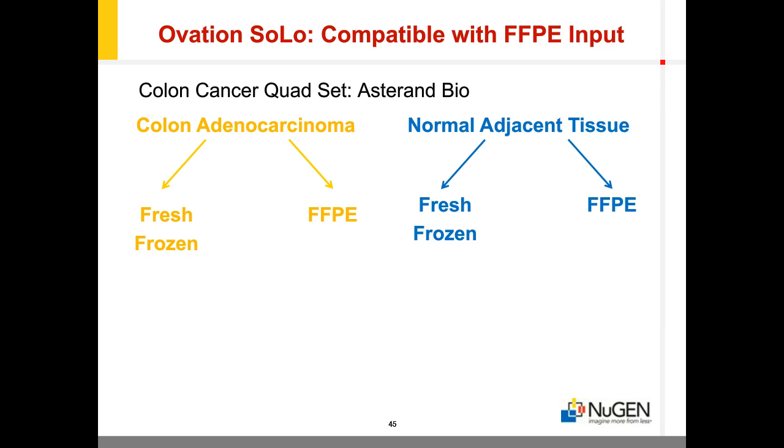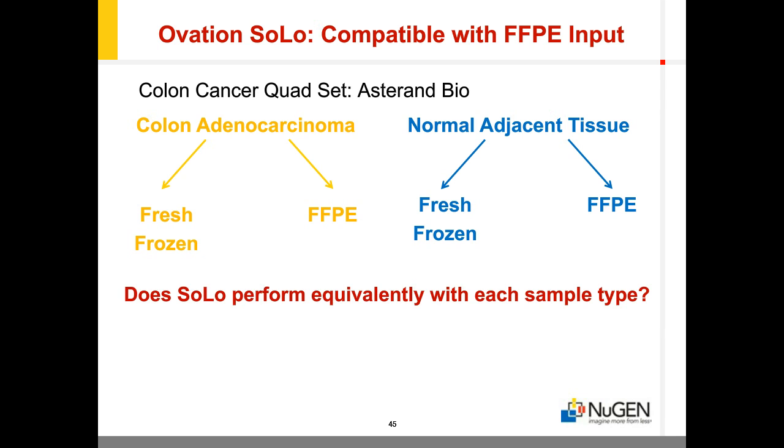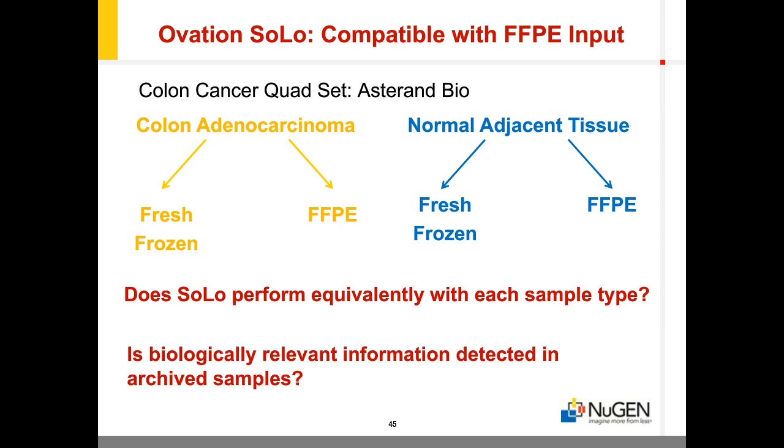We used a colon cancer quad set from Strand Bio, which includes RNA isolated from both colon adenocarcinoma and normal adjacent tissue. Further, each of these 2 samples is present as both fresh frozen and as FFPE preserved. Generating Solo RNA-Seq libraries from each of these 4 sample types allowed us to ask whether Solo performed equivalently with each sample type, as well as whether it can detect biologically relevant information from archived samples.